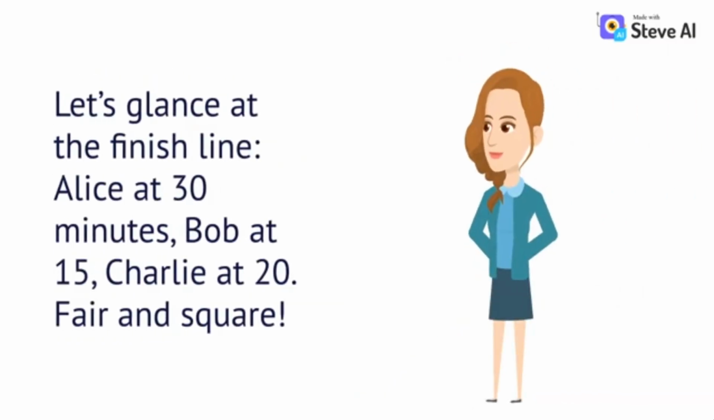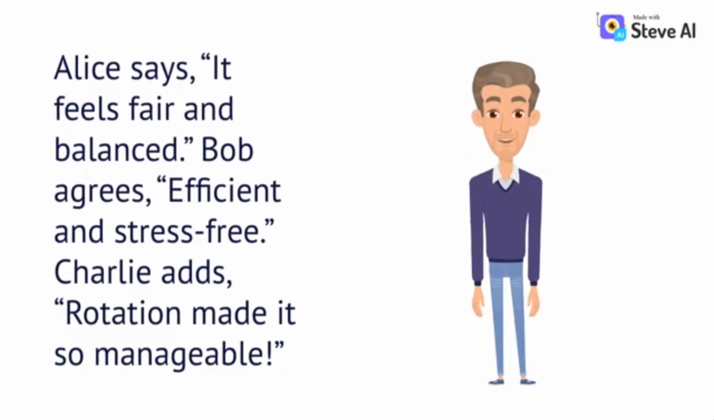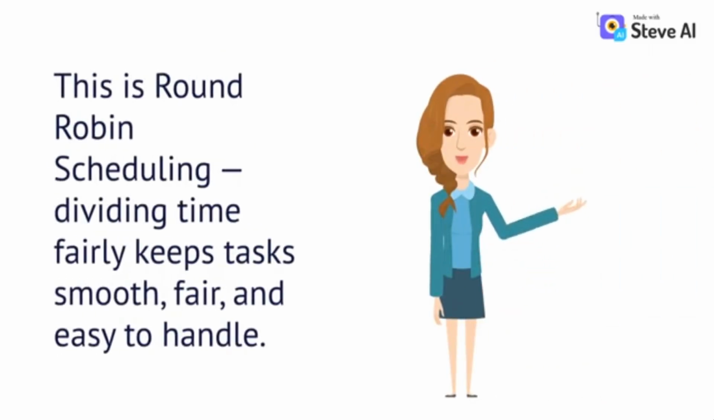Let's glance at the finish line. Alice at 30 minutes, Bob at 15, Charlie at 35. Fair and square. Alice says, "It feels fair and balanced." Bob agrees, "Efficient and stress-free." Charlie adds, "Rotation made it so manageable." This is round-robin scheduling. Dividing time fairly keeps tasks smooth, fair, and easy to handle.